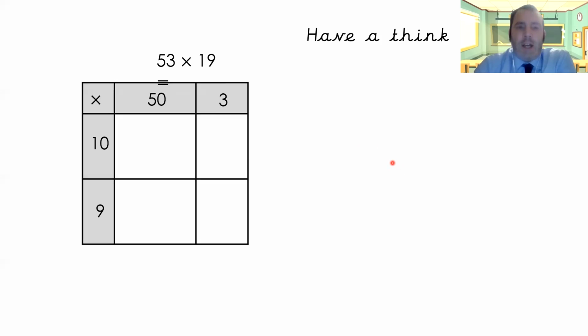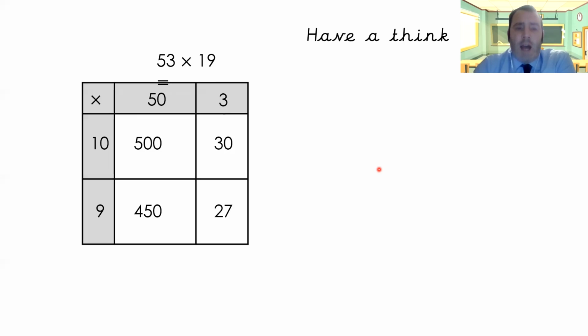Okay, how did you get on? Let's go through that answer. So I've got 50 times 10, which will give me 500. I've got 10 times 3, which will give me 30. I've got 50 times 9, which will give me 450. And I've got 9 times 3, which gives me 27.